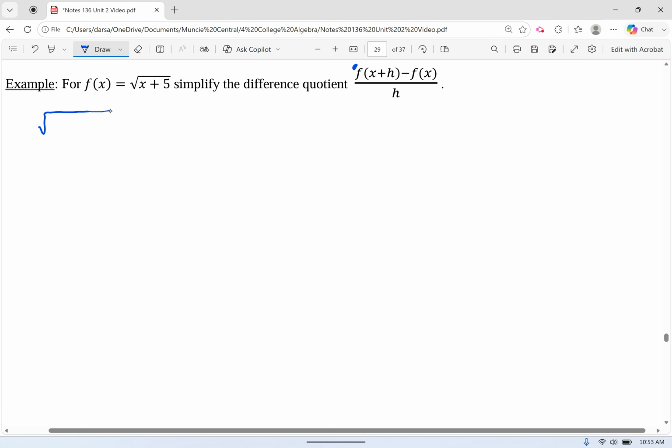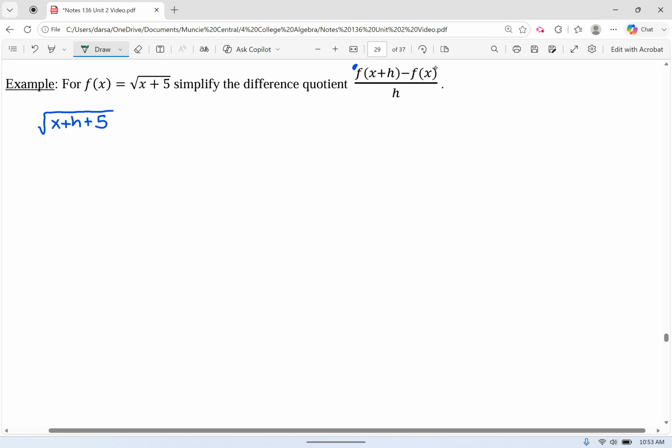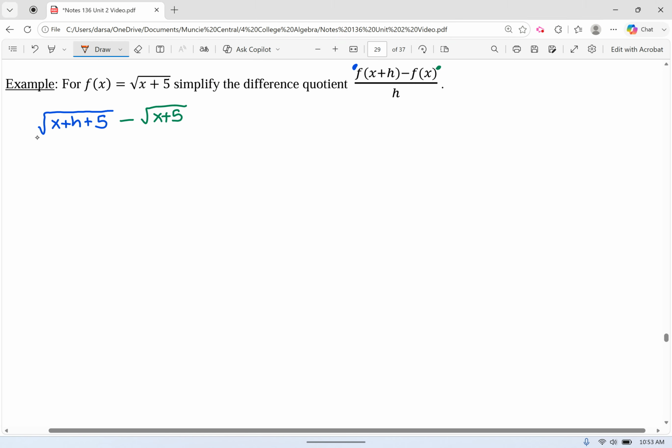Remember, we just take that x plus 5, we take out the x, and we put in x plus h, and this is f of x plus h. Take out the x, put in an x plus h. That's f of x plus h. Then we're going to subtract the original function, square root of x plus 5, the original f of x, and this whole thing is going to be over h.